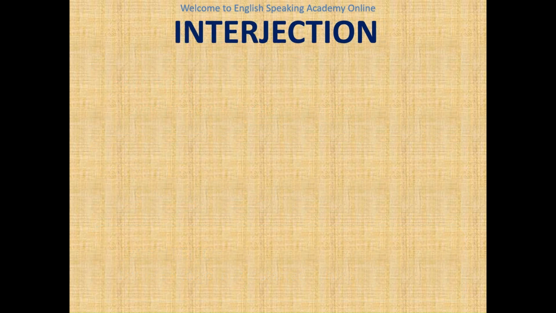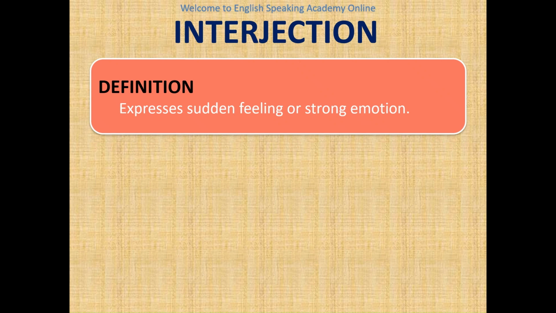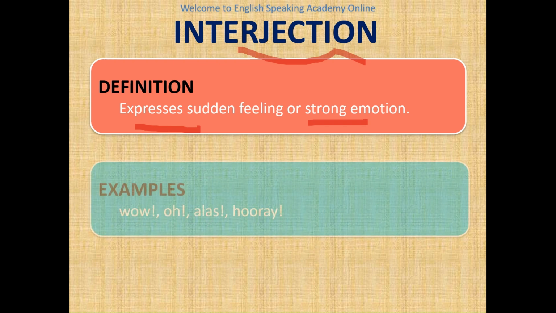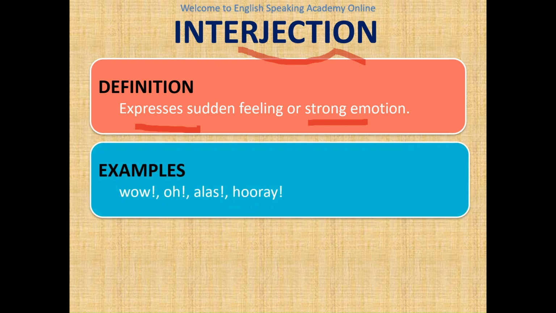The last component of parts of speech is interjection. Anything that expresses sudden feelings or a strong emotion about something is an interjection. Example, in case of a player expressing happiness, we use wow, oh, alas, hurrah.